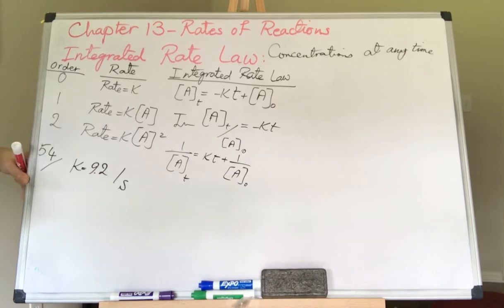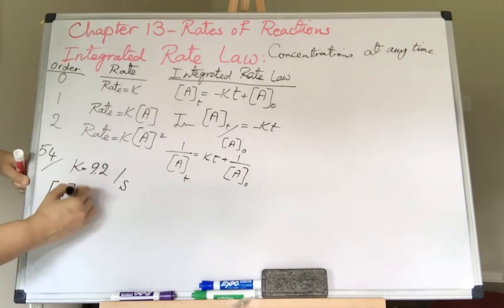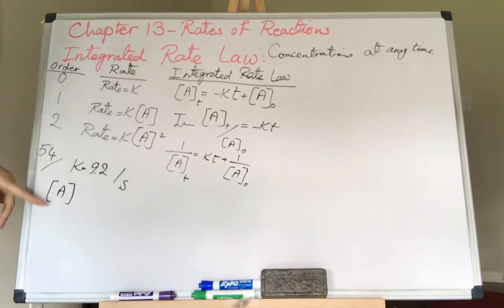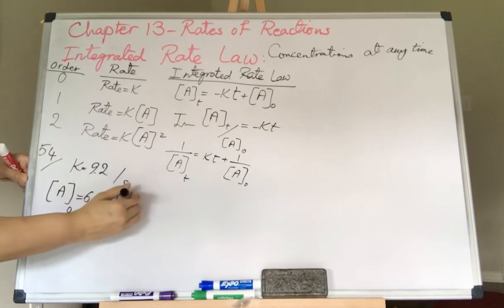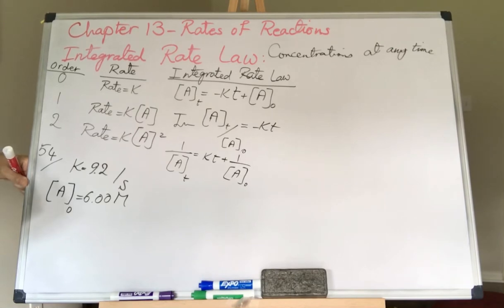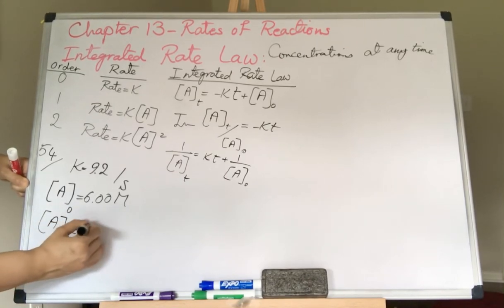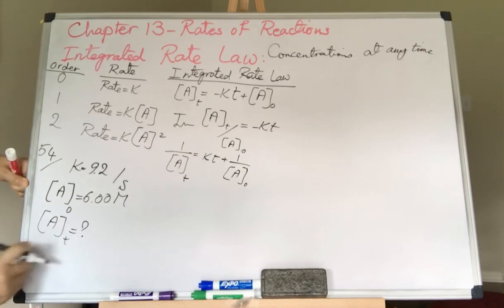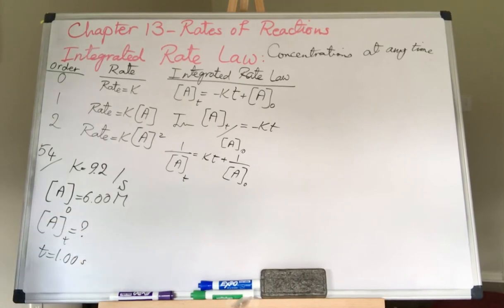If an initial sample of cyclopropane has a concentration of 6 molar, so let's just call cyclopropane A. We are not going to write or draw the molecule. So cyclopropane, let's assume is A. Its initial concentration is 6 molar. And what will the cyclopropane concentration be after 1 second? So we are looking for concentration after a while, and that time is just 1 second.